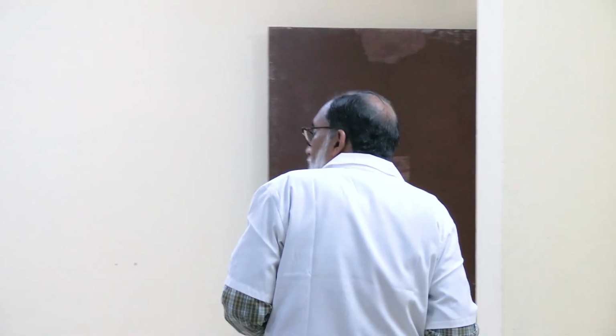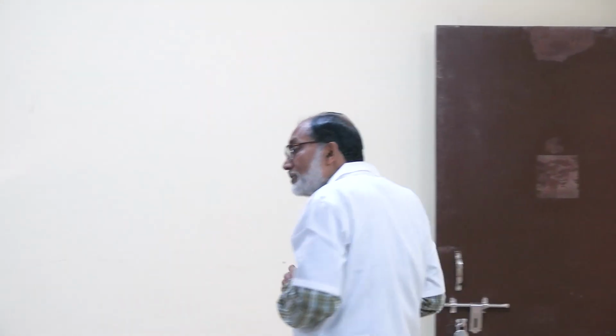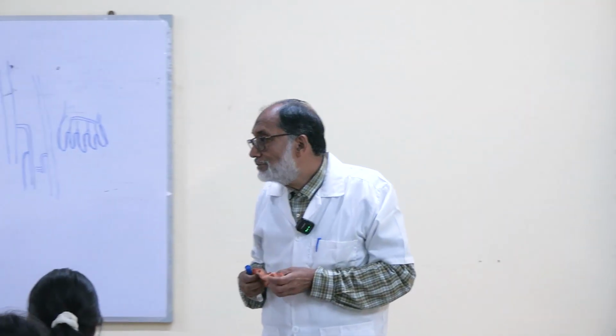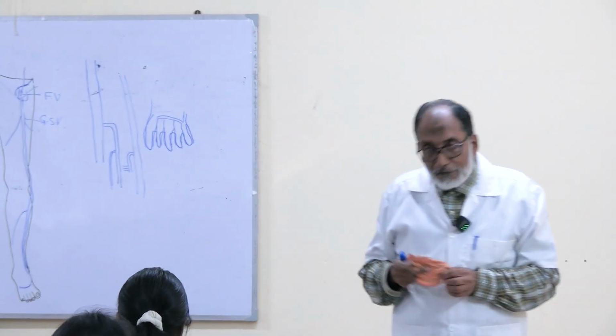They are known as acromiothoracic and lateral thoracic. Third part: posterior circumflex humeral, anterior circumflex humeral, and subscapular.